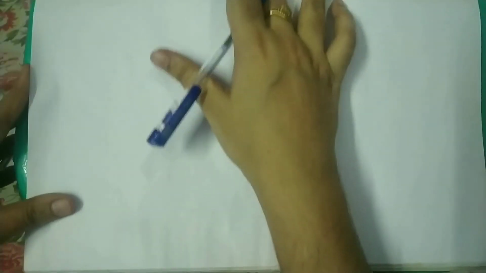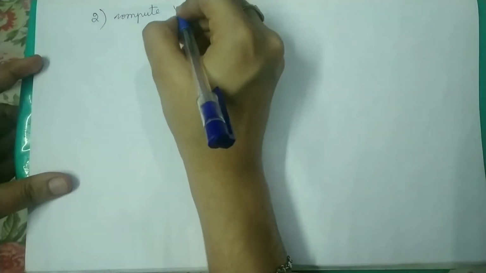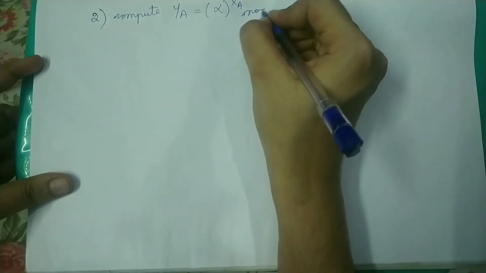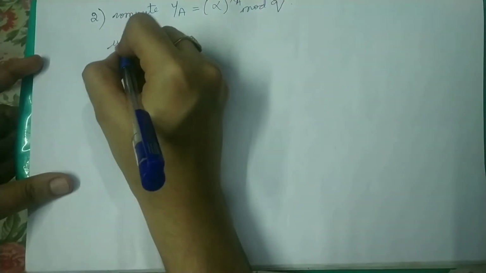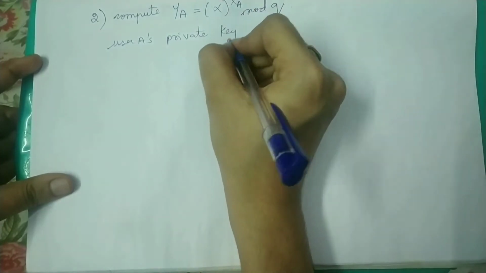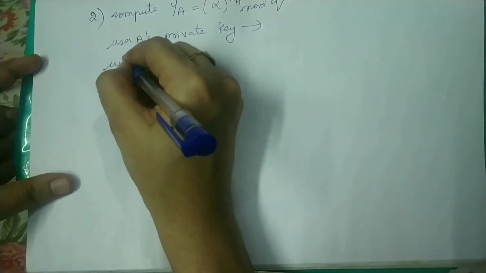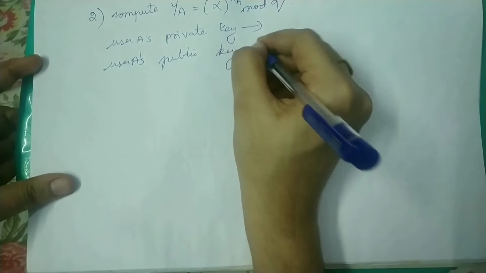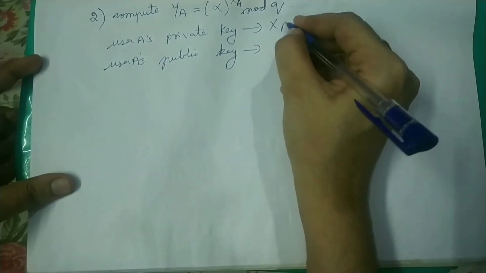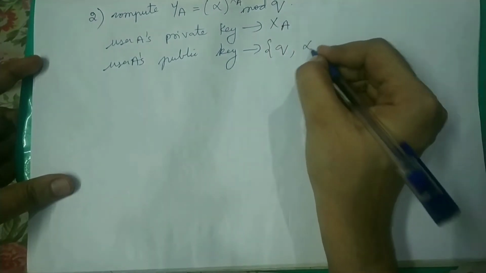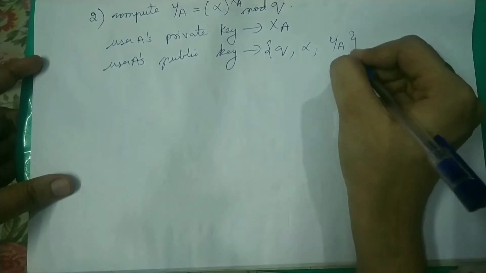In the next step, we need to compute the value of YA. The formula for that is alpha to the power XA mod Q. So user A's private key and user A's public key. User A's private key is your XA value and user A's public key is your Q's value, alpha's value and YA's value.